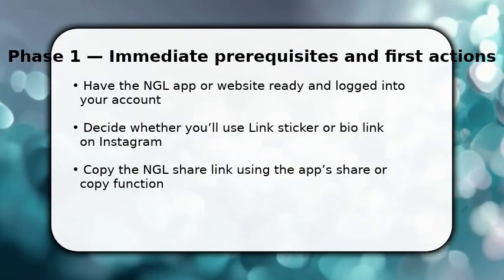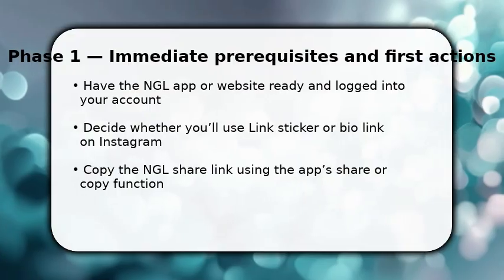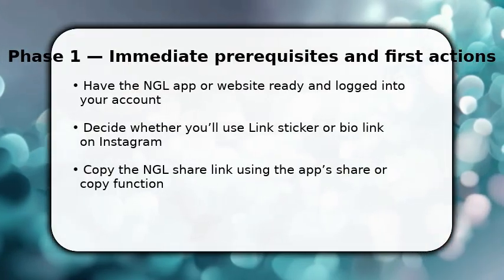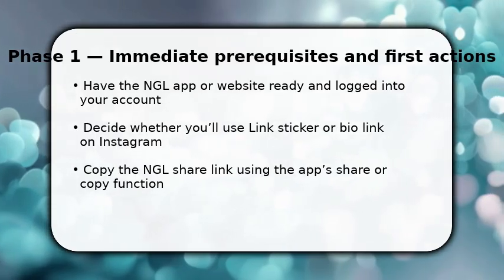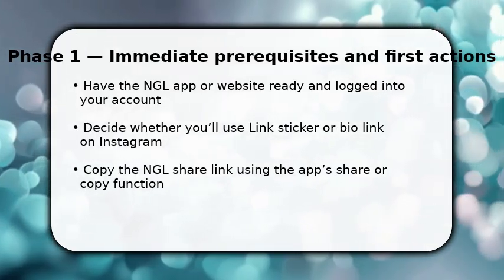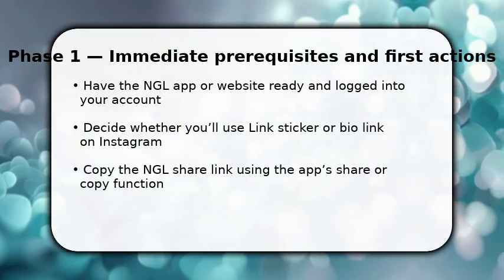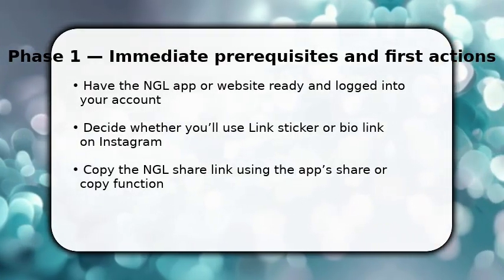You start by opening NGL and signing in. This is where your anonymous link lives. Once done, tap Share or Copy Link so you have the exact URL. Make sure you choose the public link, not a test or expired link, because Instagram needs a persistent destination.